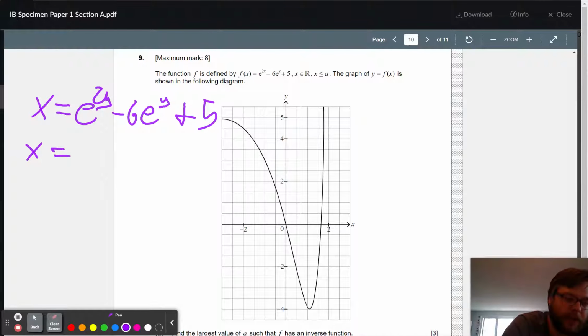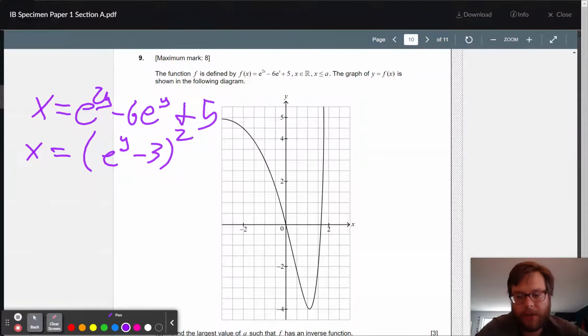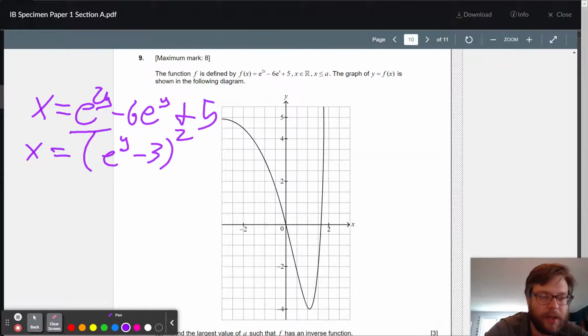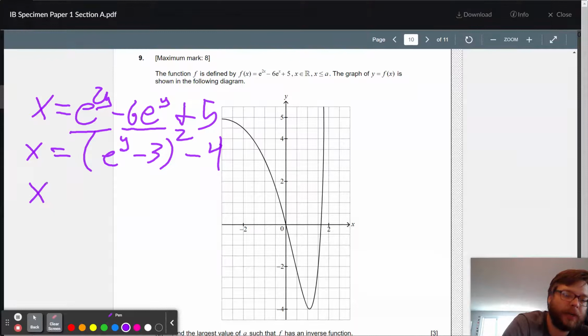So x is going to be (e to the y minus 3) squared minus 4. And why does that work? Because e to the y squared gives me e to the 2y. e to the y times negative 3, twice, gives me negative 6e to the y. And then negative 3 squared gives me 9. 9 is too big, so I subtract 4, and now I'm back down to 5. So maybe you need to review completing the square. Not sure how fresh that is in your head. But now we have the y value isolated, so we can start solving for y.